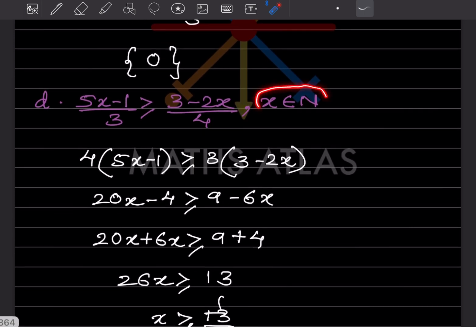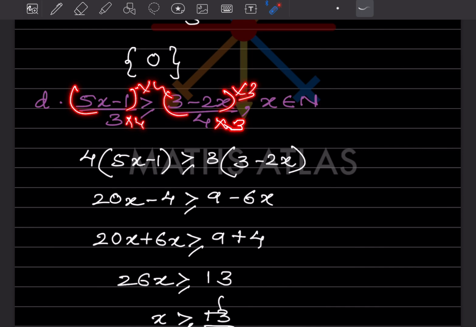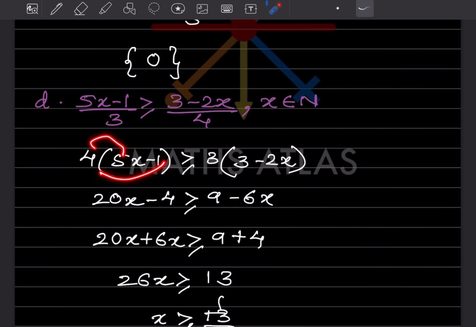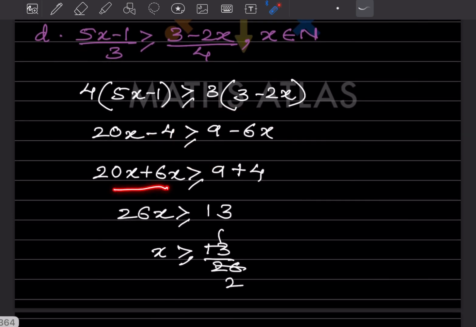Now we have to see for x belongs to the natural numbers. When we take the LCM of this one, that is going to be 12. So this should be multiplied by 4 and this will be multiplied by 3. So this is that step. Now we will expand this: 20x minus 4, and this will be 9 minus 6x. Take x to one side, so this will be plus 6x. Minus 4 is going to be plus 4. So 26x is greater than or equal to 13.